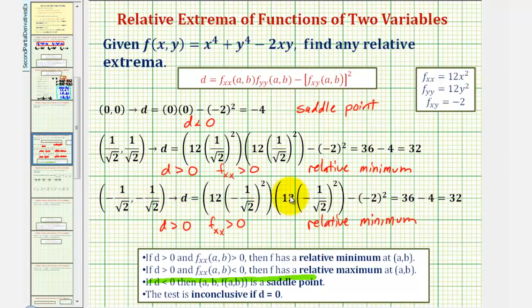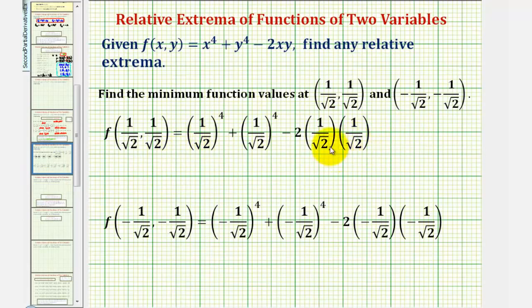So for the last step, we want to find the relative minimum function values by evaluating the function at these 2 points. And again, to save some time, I've already done this. Here it is. Let's go and evaluate this. If we raise the square root of 2 to the 4th power, that would be 2 times 2, or 4. So this gives us 1/4. This is also 1/4. And here we have minus 2 times, this would be 1/2. 2 times 1/2 is 1. Well, 1/4 plus 1/4 is 1/2. 1/2 minus 1 is negative 1/2.